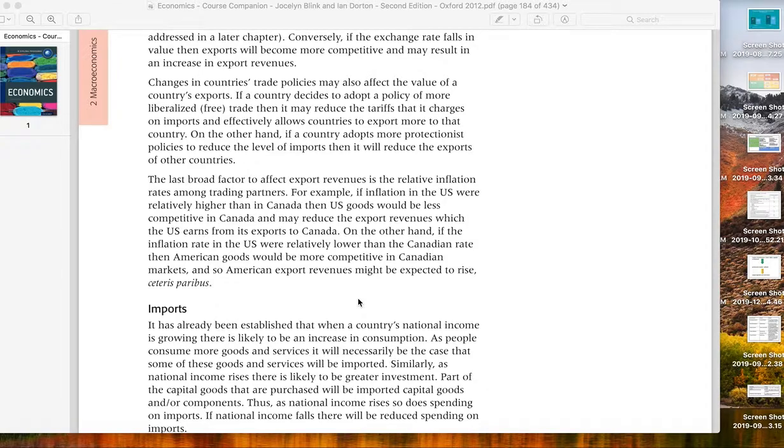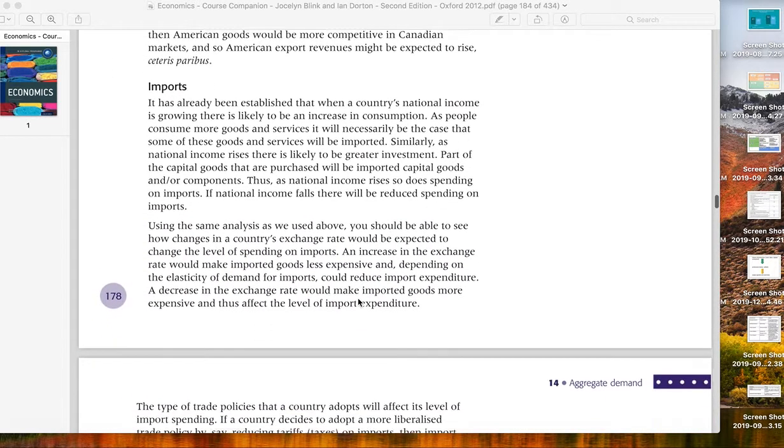So the US earns from its exports to Canada. Those earnings might go down. On the other hand, if inflation rates in the US are relatively lower than Canada, our products are starting to look pretty good, which means export revenues might increase. Ceteris paribus, obviously, CP, right? Ceteris, or however you pronounce it.